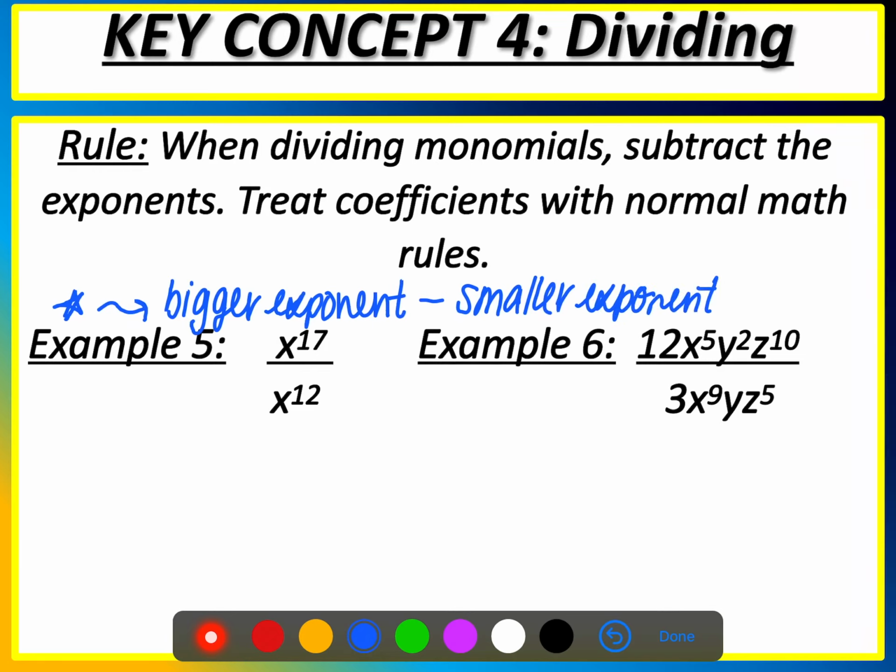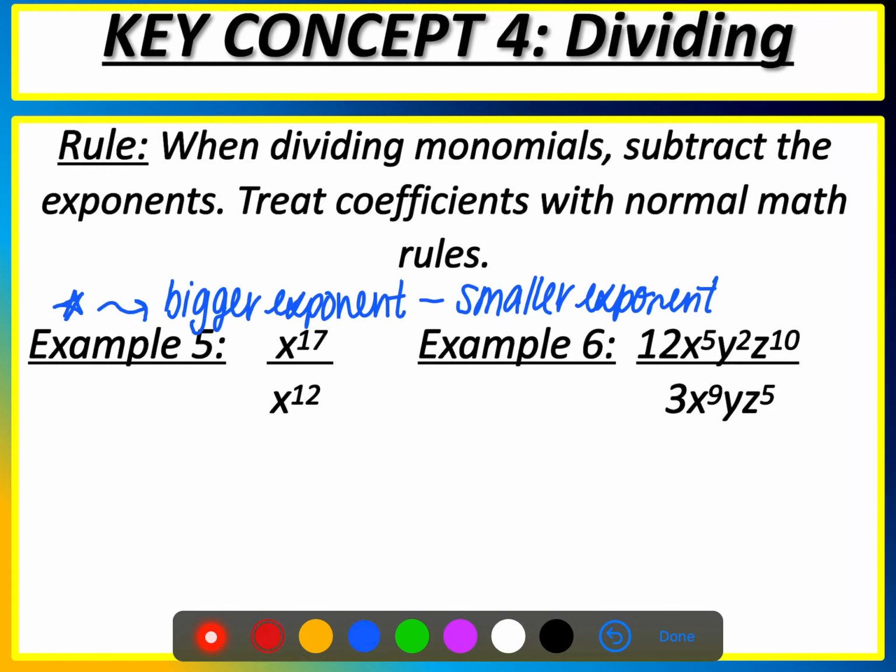Okay, what I mean is, you see how we have exponents in the numerator and the denominator? Wherever the larger one is, you're going to go to that, and that's where your final answer will stay. So it could be in the top, it could be in the bottom. The reason we're doing that is to avoid negative exponents, because we saw in one of the very first slides that we cannot have negative exponents in monomials.